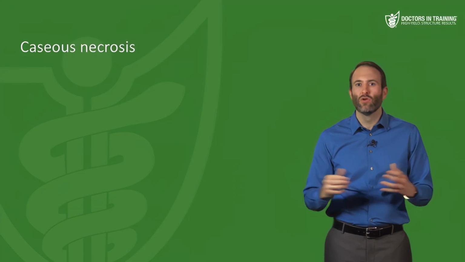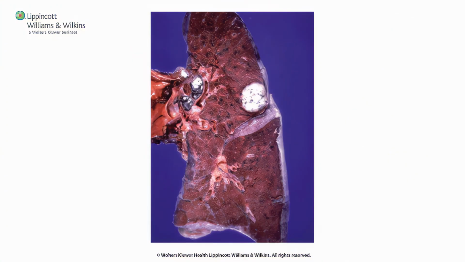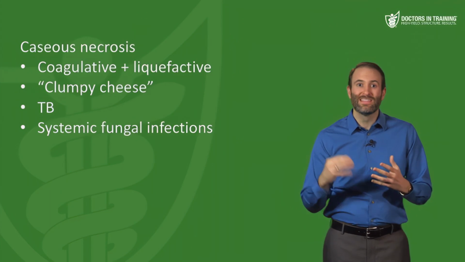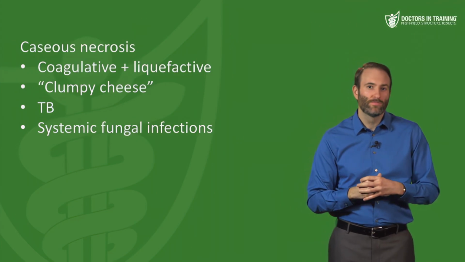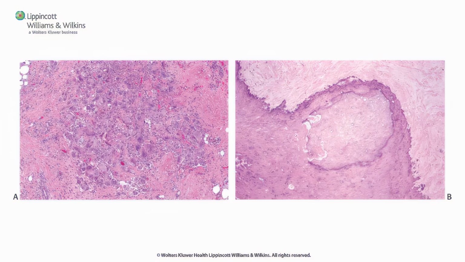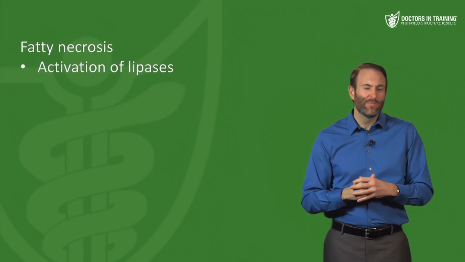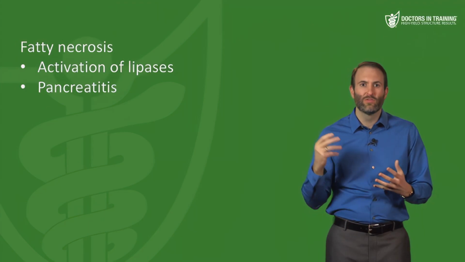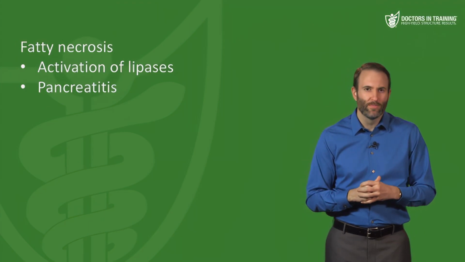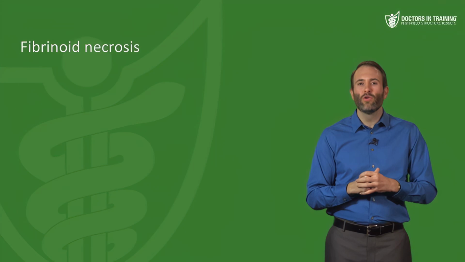Next, we have caseous necrosis. So this is kind of a combination of coagulative and liquefactive, and it tends to look like kind of clumpy cheese. It's really nasty. So this is seen very commonly in tuberculosis, and systemic fungal infections as well. Next, we have fatty or fat necrosis. This results from the activation of lipases and can be seen with pancreatitis, and can also be seen in subcutaneous tissues as well. Next, we have fibrinoid necrosis.